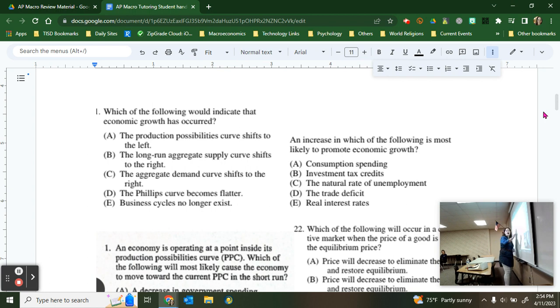So consumer spending, I want you to write off to the side, shifts AD, shifts aggregate demand, but not the PPF curve. An increase of consumer spending shifts aggregate demand, but it does not shift the PPF curve.